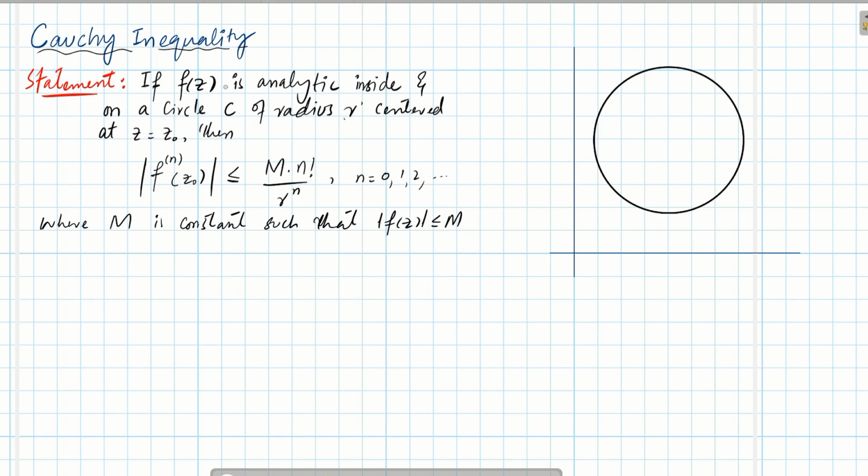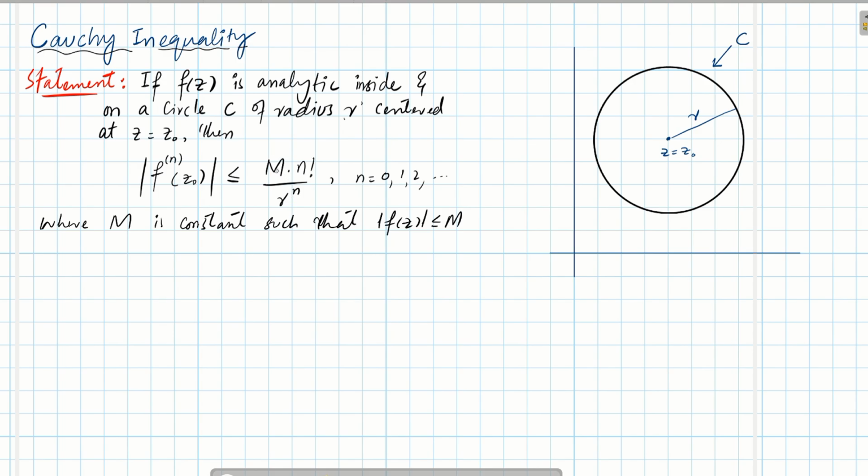अच्छा, गिवन ये है कि फंक्शन जो है वो एनालिटिक है इनसाइड और ऑन अ सर्कल C. This is our circle C, got it, and the center of the circle is at z equals z naught, and the radius of the circle is r. Got it? So we have to show that the mod of the nth order derivative of the function at z naught is less than or equal to capital M times n factorial over r to the power n.